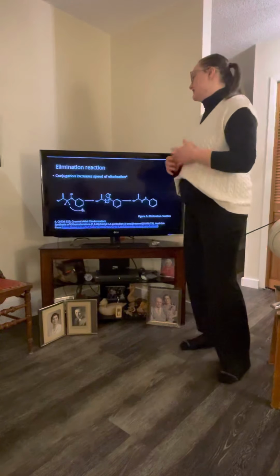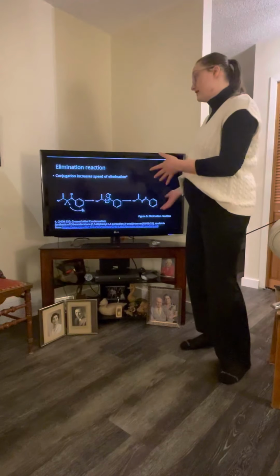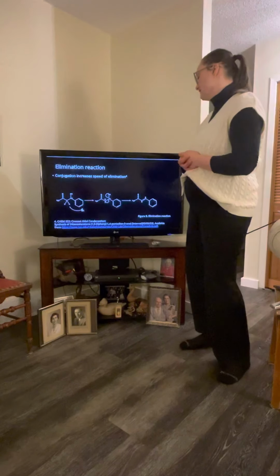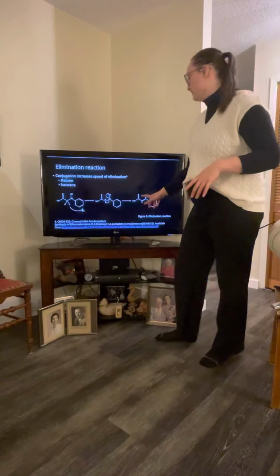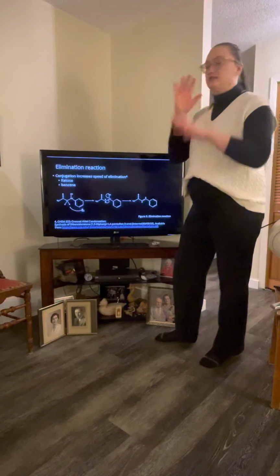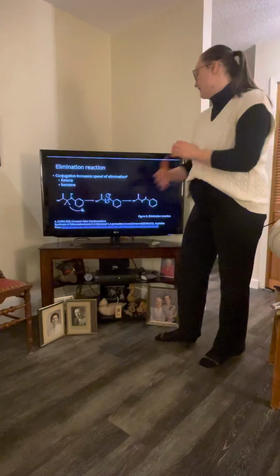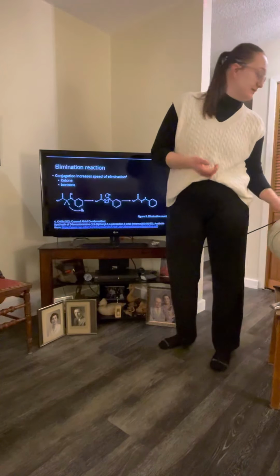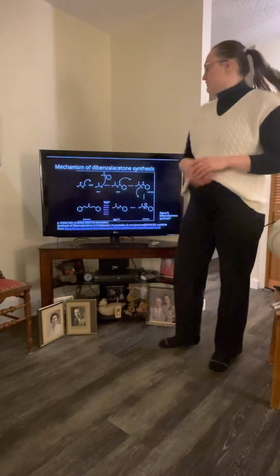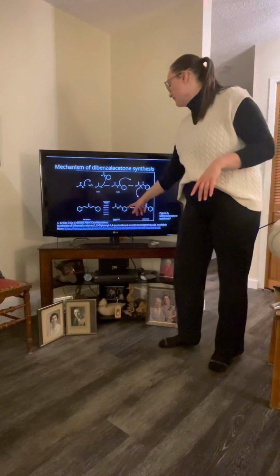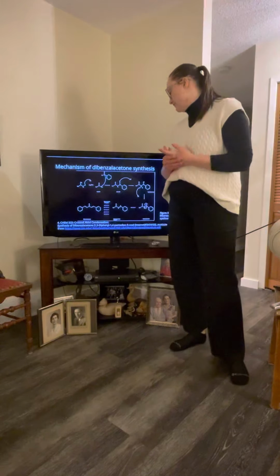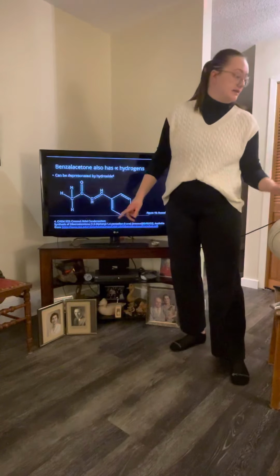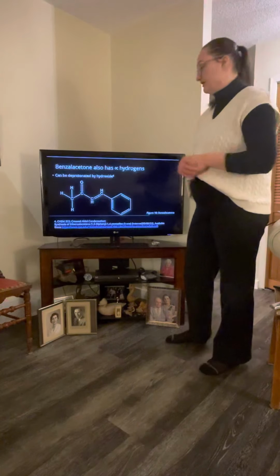What's really interesting is that the conjugation of this product really increases the speed of the elimination. You can see where that conjugation is. There's a ketone here and there's a benzene ring, all forming this large conjugated area to increase the speed of this elimination. So now we have produced our benzyl acetone product here.